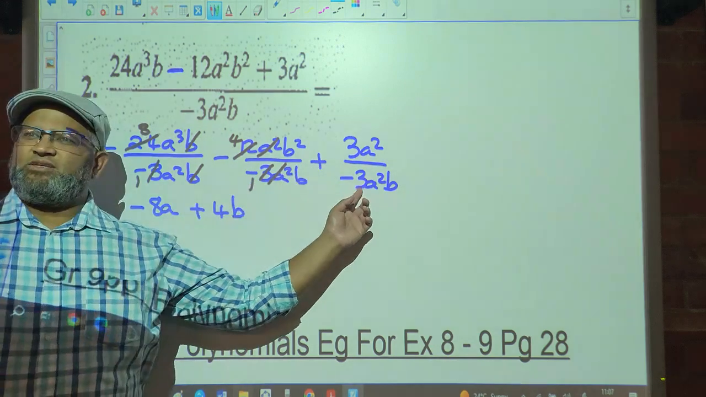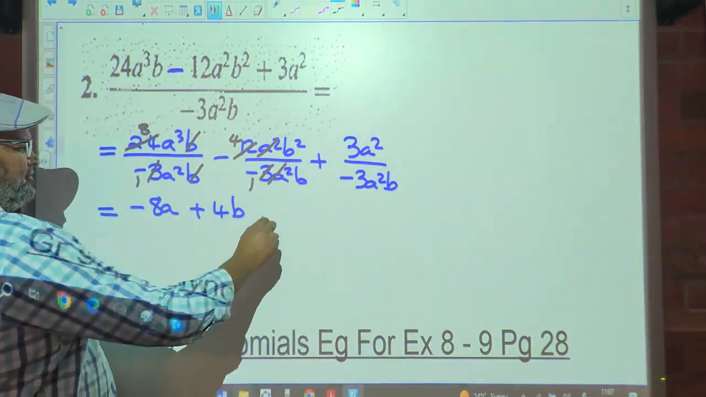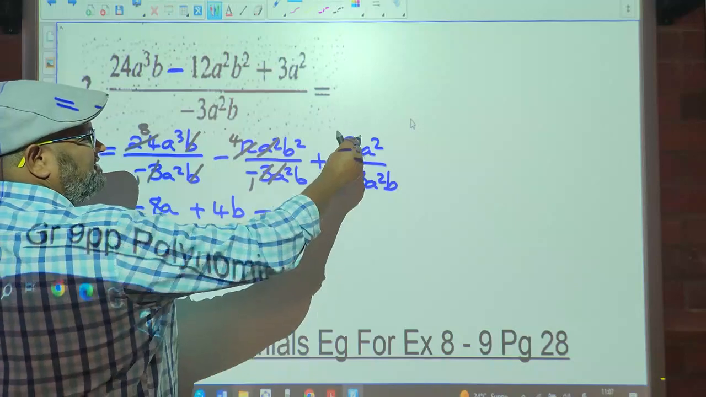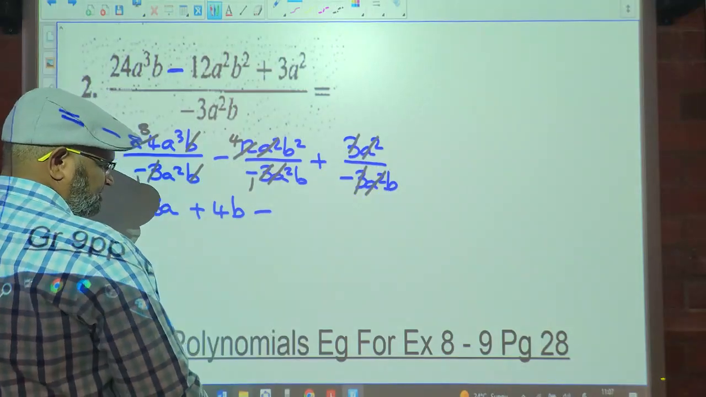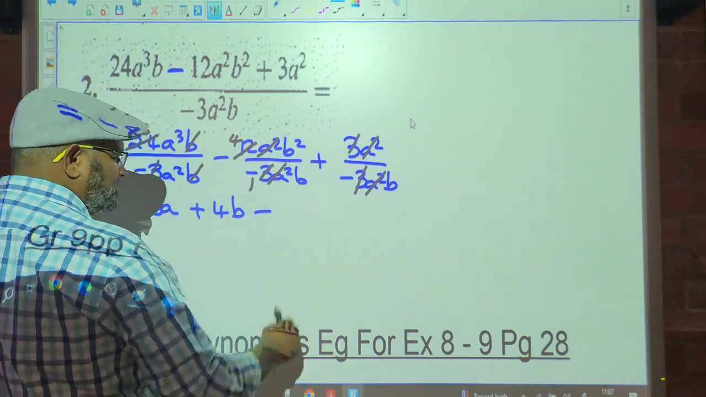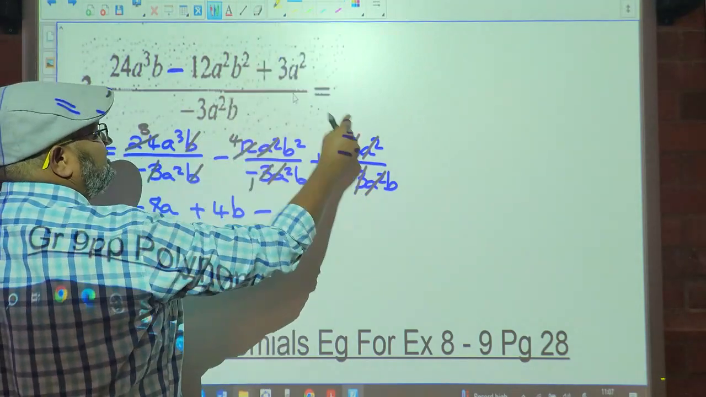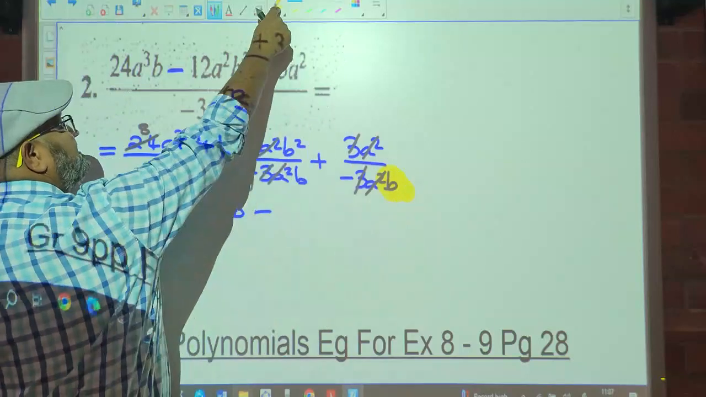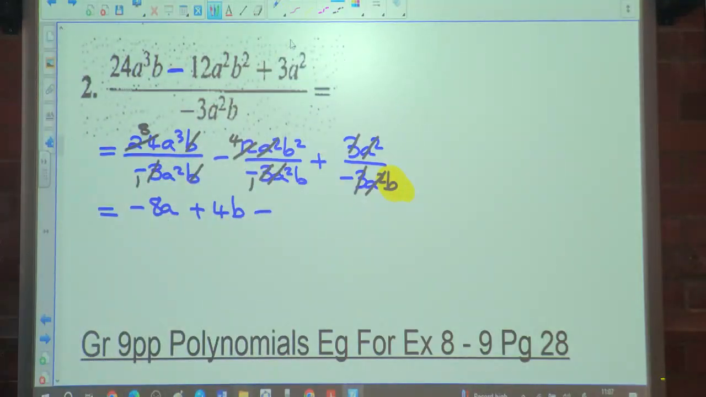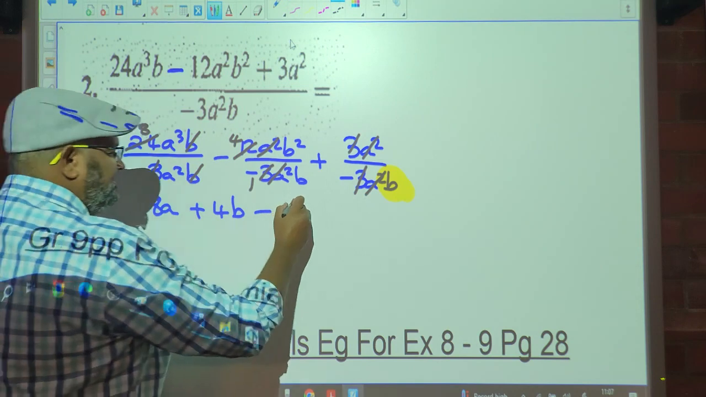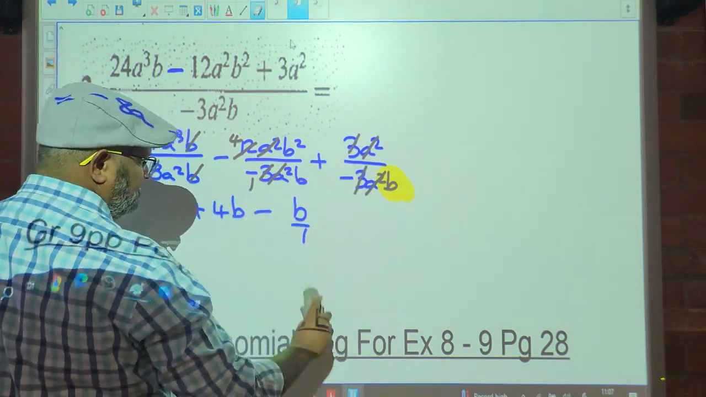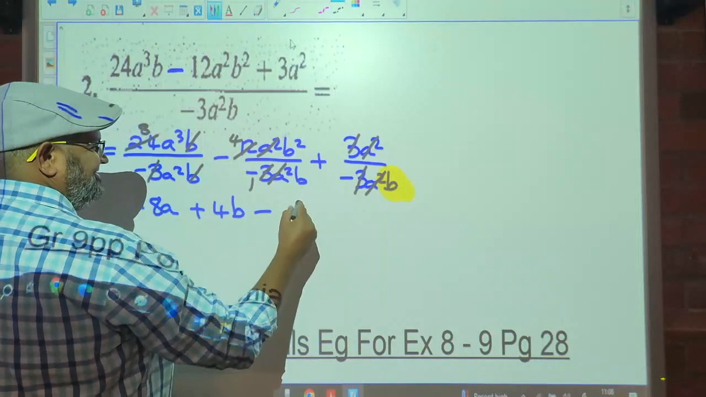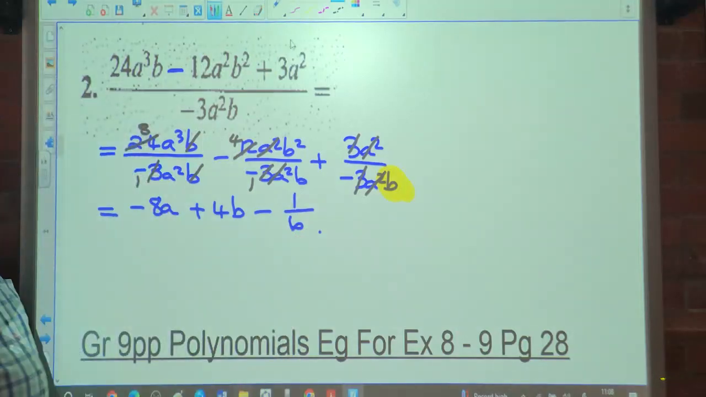What's positive divided by negative? Negative. 3 over 3? 1. a squared over a squared? Cancel. 1 over b. Why is it 1 over b? Because b is in the denominator. Can you see that, people? If I just write b, then that is b over 1, which means it's in the numerator, which is wrong. That's 1 over b. Who got that right?